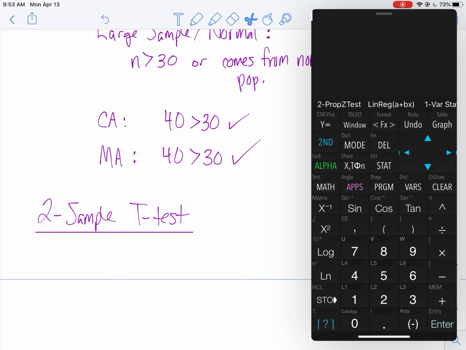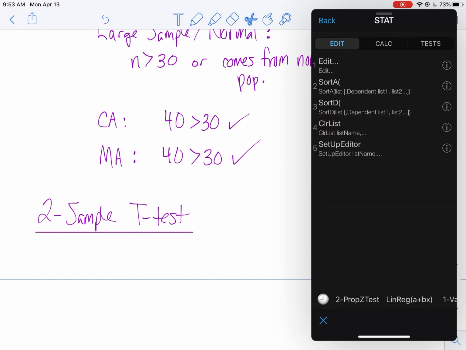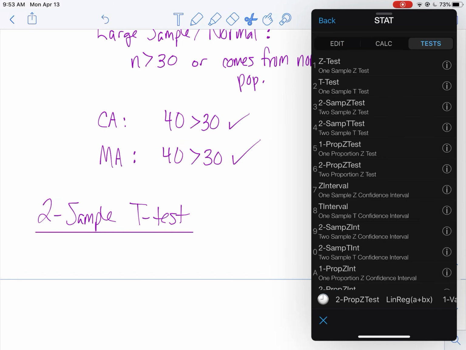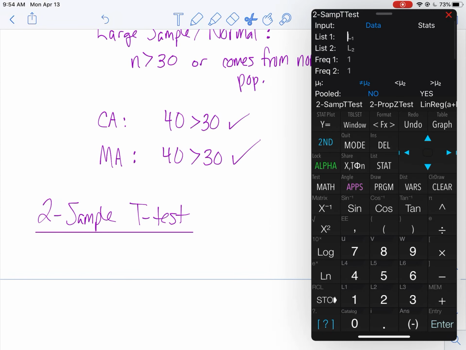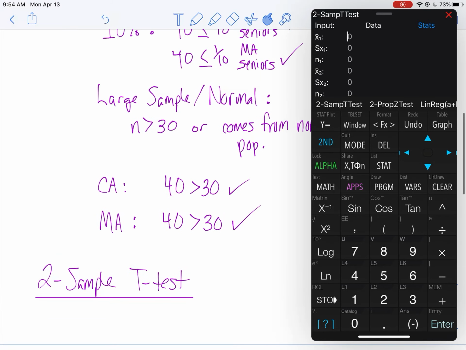So what I'm going to do instead is pull up my calculator and make sure everything is clear. I'm going to go to stat. You're going to do the same thing. Go to tests, and if you go down here, we've got all sorts of options: z-test, t-test, 2-sample z-test. We want a 2-sample t-test, so I'm going to go to 4. All right, so instead, I'm going to go to stats.